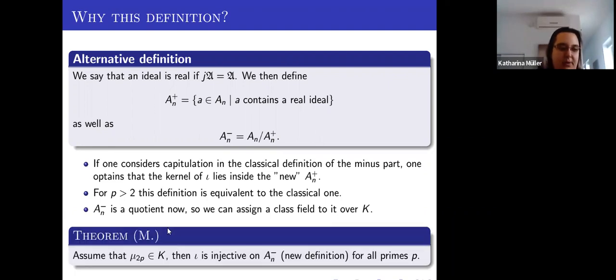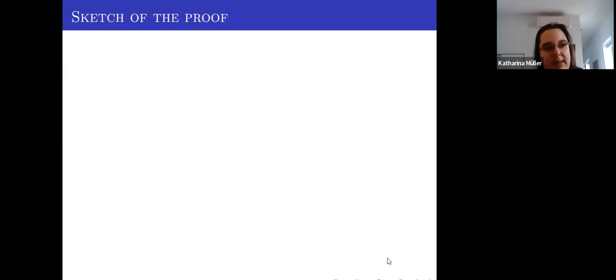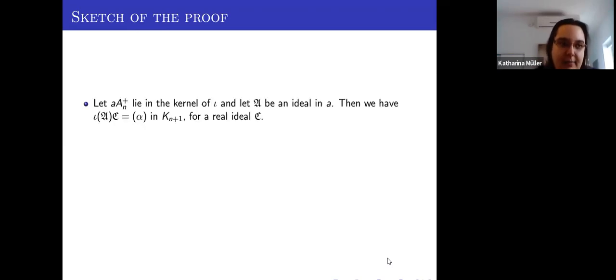And then we can prove the following theorem. If we assume that the 2 times P's roots of unity are in K, then iota is injective on AN minus in the new definition, meaning that AN minus is this quotient, and this holds for all primes P. And let me briefly explain the proof. So I will write down the proof, including all primes, but that's not really necessary because for odd P, we know that the definition is equivalent to the classical one, and we already have the theorem by Washington and Iwasawa.